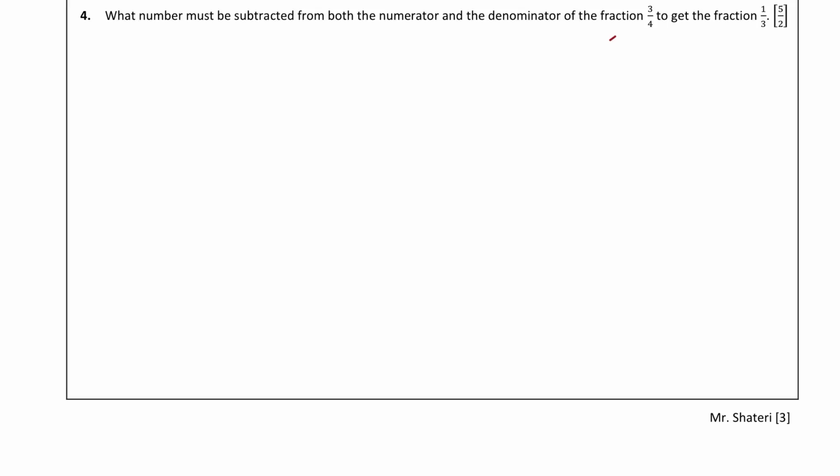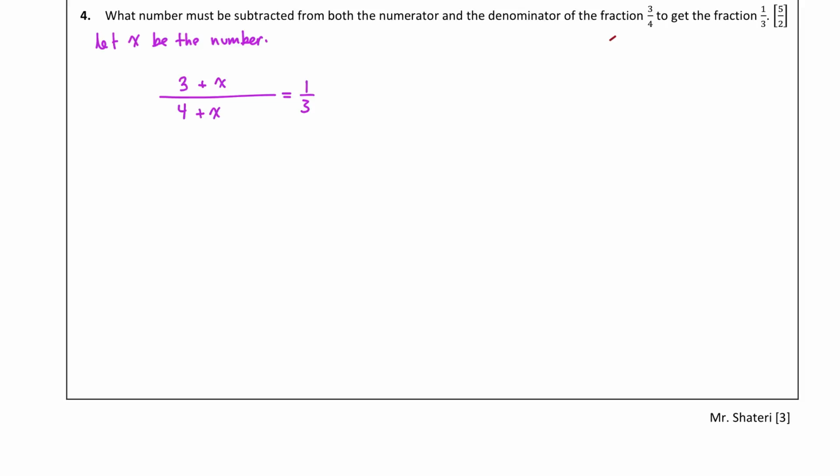Okay, this question says, what number must be subtracted from both the numerator and the denominator of the fraction 3 over 4 to get fraction 1 over 3? So let x be the number. Alright, so what number must be added to both numerator and denominator of 3 over 4, so plus x, to get fraction of 1 over 3.